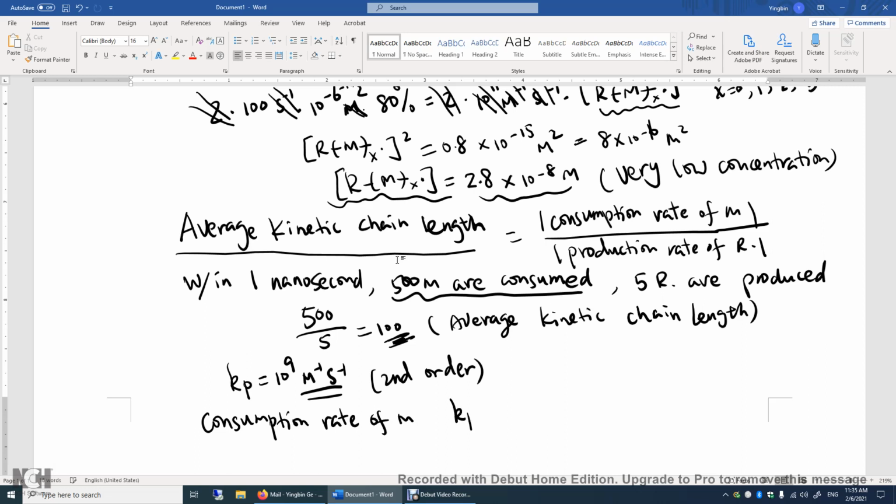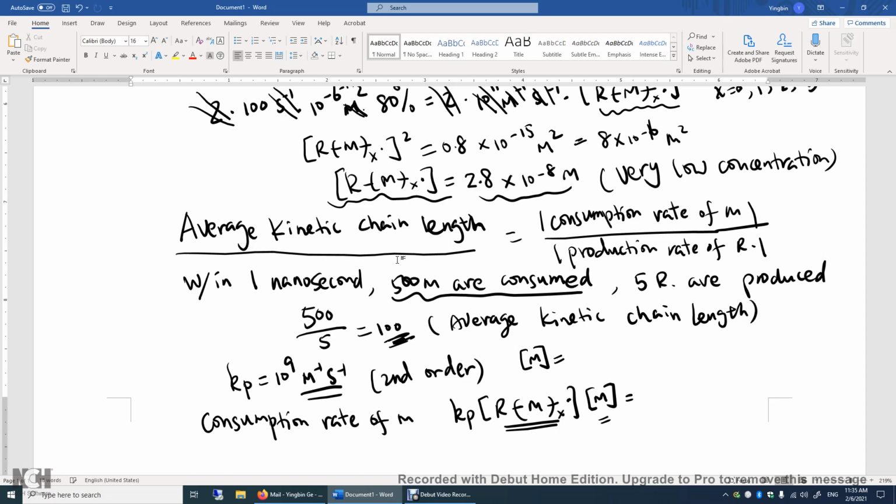It's simple. It's just Kp times the concentration of the radical chain times M, because after all, the reaction is between this radical chain and M. This radical chain attacks M and then keeps growing. So over here, this is the consumption rate of M. And then we can just compute this given M.